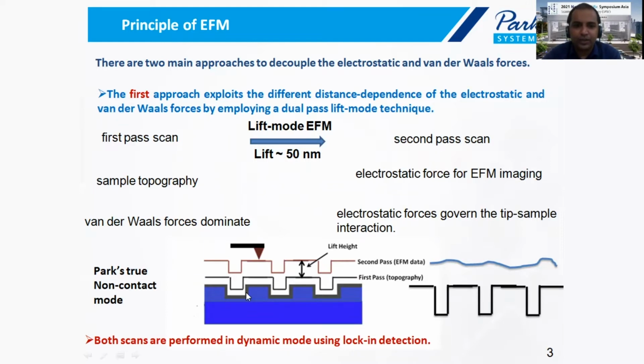If you take a look at this figure, this black line reveals the topography of the sample, and this is generally done in Park's True Non-Contact mode. Then the tip is lifted to a certain height, and this second pass is performed along these topographical lines to reveal the electric properties of the sample surface, where the electrostatic forces are dominant.